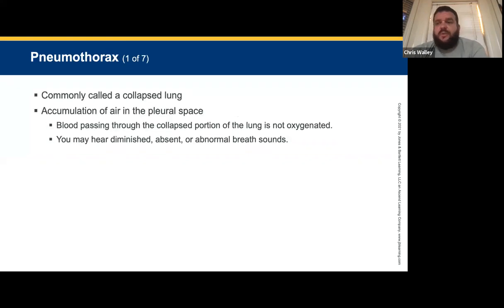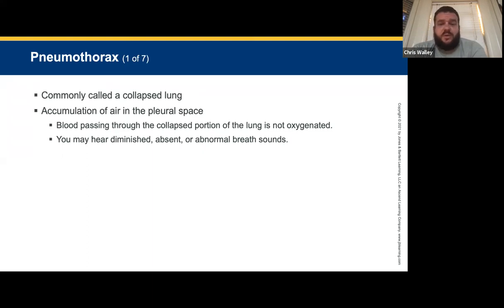So what is a pneumothorax? A pneumothorax is defined as an accumulation of air in the pleural space. It's not supposed to be there, but it does happen. Air enters through a hole in the chest wall or a surface of the lung with the patient's attempt to breathe, causing the lung on that side to collapse. So it's just taking more room from the lung itself. Blood passing through the collapsed portion of the lung is not oxygenated at all.